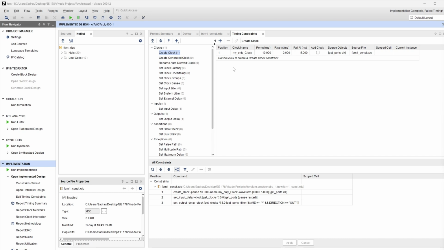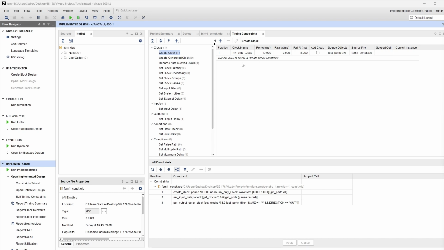We are mainly interested in how the clock is running and how the input and output delay can be inferred from the clock cycle in our design, right? Here I created a clock, and I named it my only clock. This clock has a 50% duty cycle with a period of 10 nanoseconds, which comes out to be 100 megahertz.